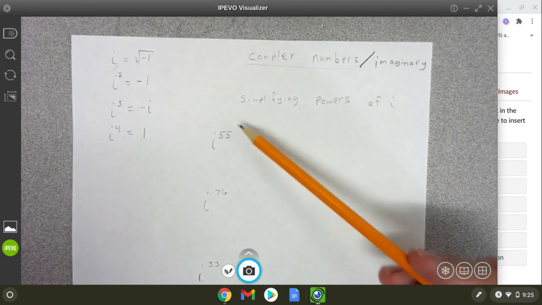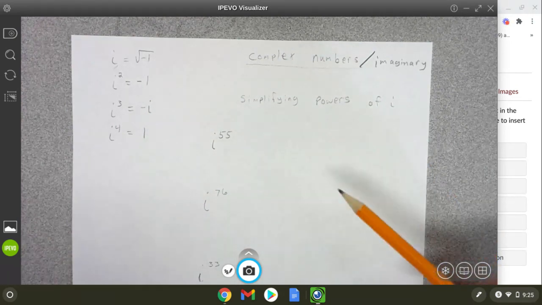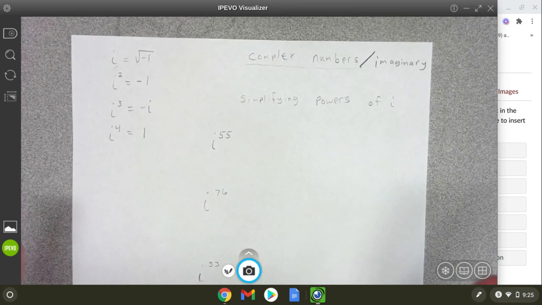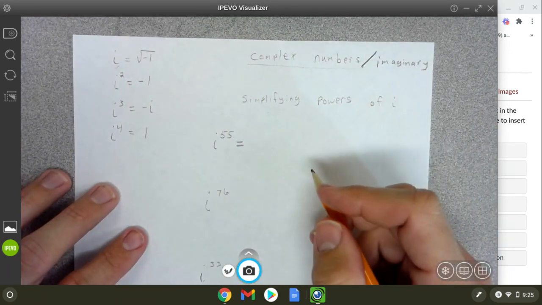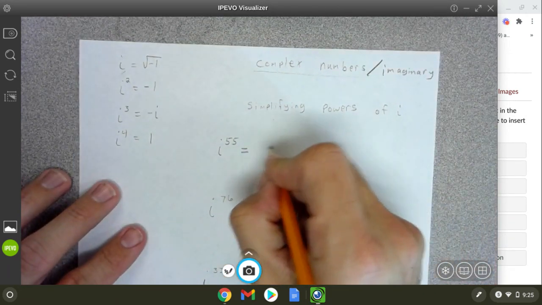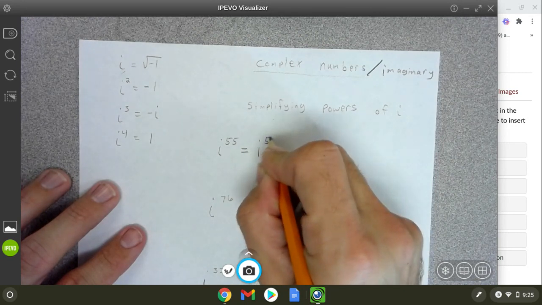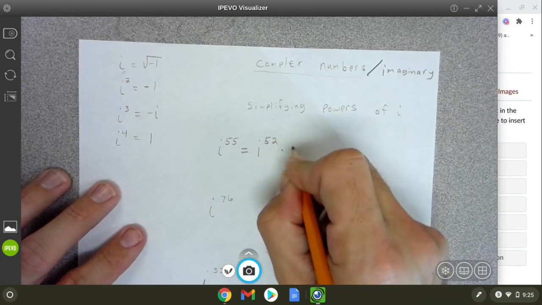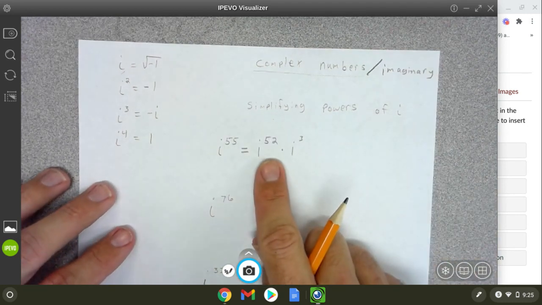All right, so they give us i to the 55th. And what we're going to do is use the exponent rule where we split them up in a fancy way. You kind of have to be purposeful on the way that you do this. I'm going to split it up as i to the 52nd and i to the third. And you'll see why I did 52 here in a second.